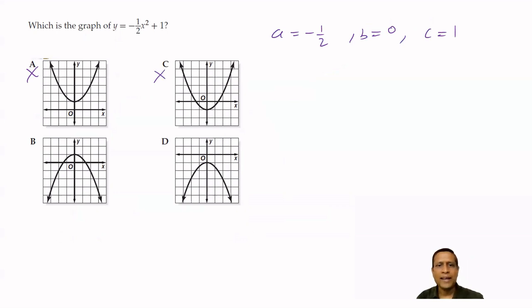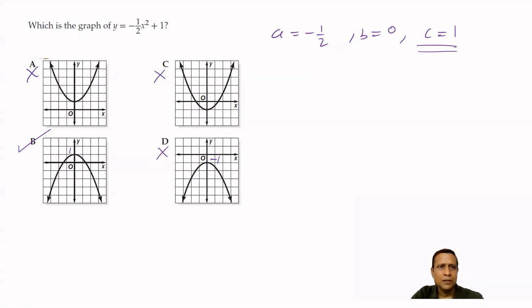Now, y-intercept. What is the y-intercept? The y-intercept is positive 1. That is the value of c only. Right? If you put x equal to 0, y is equal to 1, and that is the y-intercept. Here the y-intercept is negative 1, and here the y-intercept is positive 1. So obviously B is not the answer and D is the answer. So this is how we can identify the correct graph from the given options. Fine. I hope you understood this.